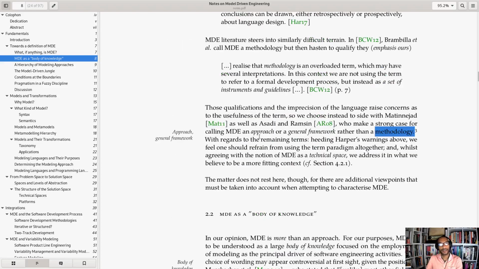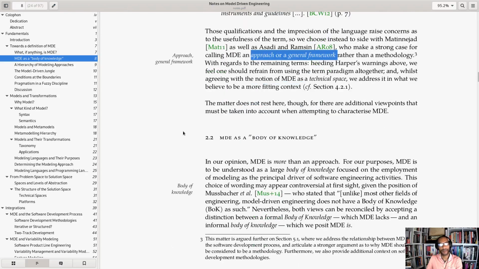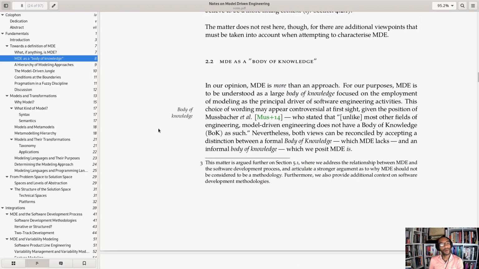So what is it then? Well, we could say it's just an approach or a general framework. It's fairly generic terms that you can agree with without it giving you too much information. But it's probably not useful to call it an approach because there are so many things that are approaches, right? So the best way to think of model-driven engineering, this was my conclusion, is to think of it as a body of knowledge. Again, if you're a normal human being rather than a computer scientist, body of knowledge probably just means a lot of stuff that goes together.